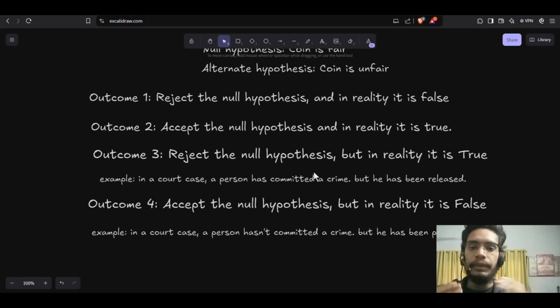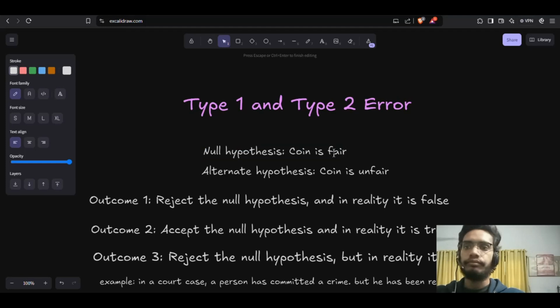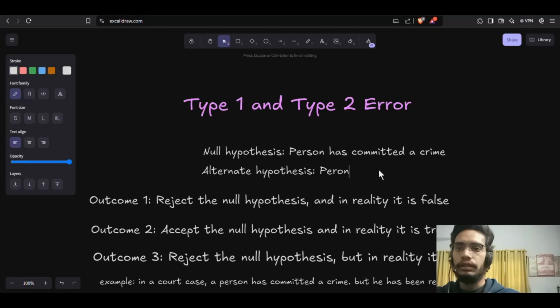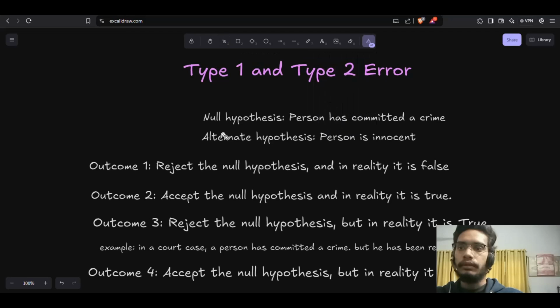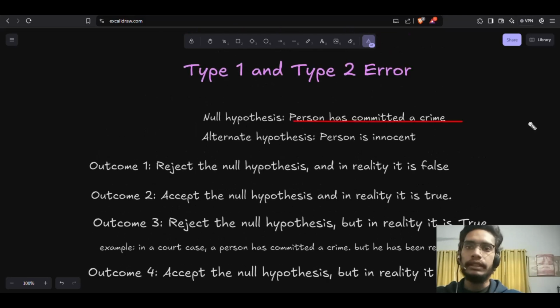So if I take the same example, let's say I change my question according to our example: the null hypothesis says the person has committed a crime, and our alternate hypothesis says that the person is innocent. So outcome one could be that we reject the null hypothesis and in reality it is false. What it means is that in the null hypothesis we say no, the person hasn't committed a crime, he is innocent, and in reality he is actually innocent.